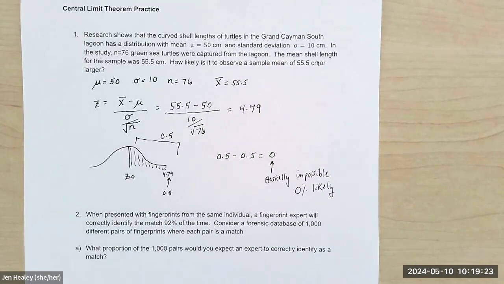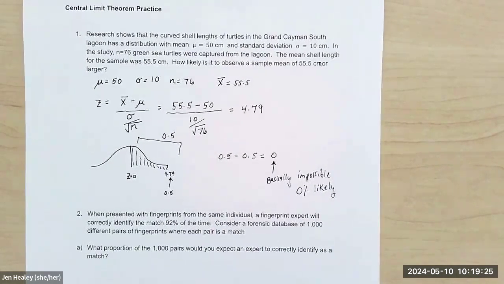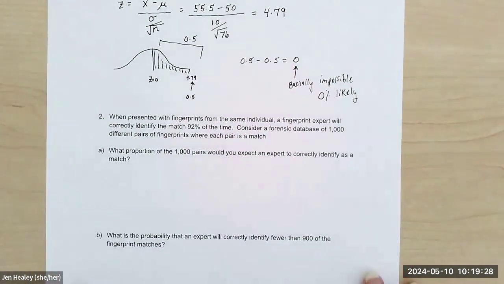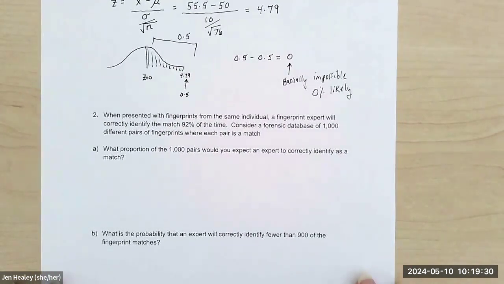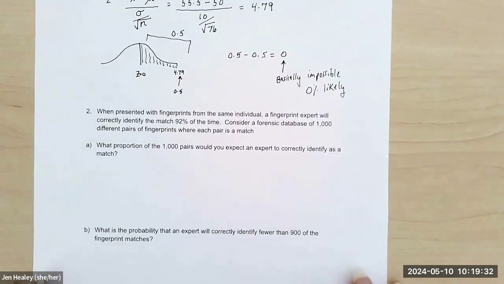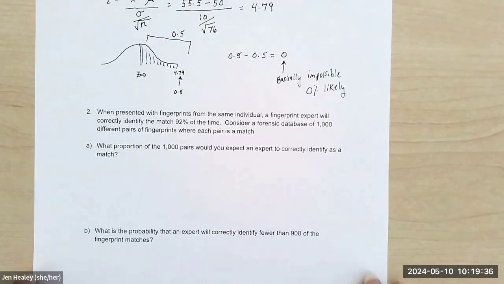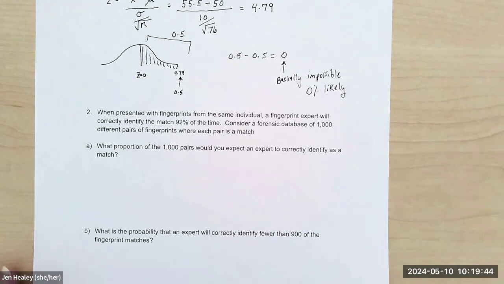Okay. The next one is not the same formula. And here's how you can tell. In this problem, it's talking about percentages of things. Those are going to be sample proportions. So they'll either actually say proportion in the problem, or they'll be talking about percents.